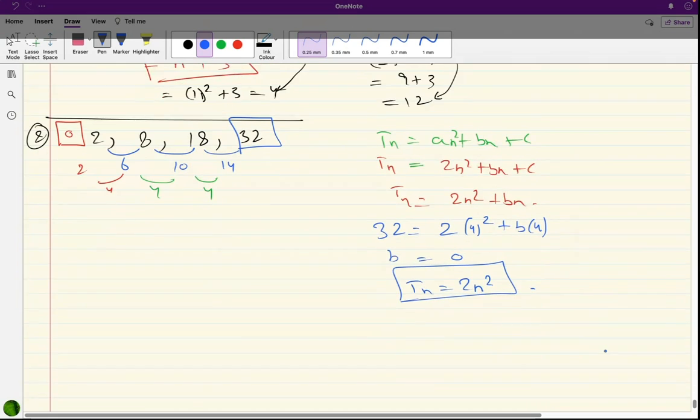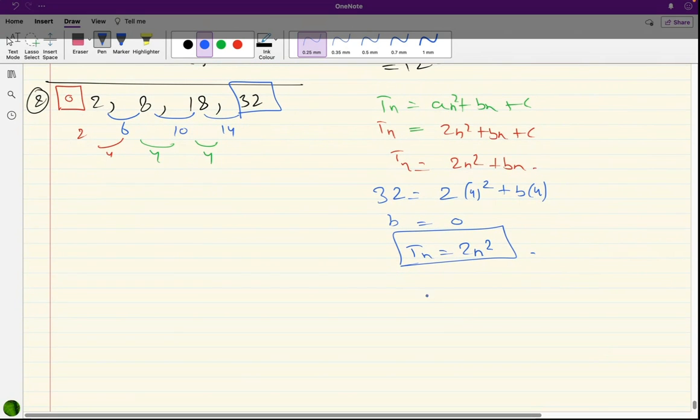But what we do in exam, we always recheck. So 2n square, just put 1. What do you get? 2. And when you plug in 2, what do you get? 8. With 3, what do you get? 3 times 3 is 9, 9 times 2 is 18. So 2, 8, 18. Check done. This is correct.